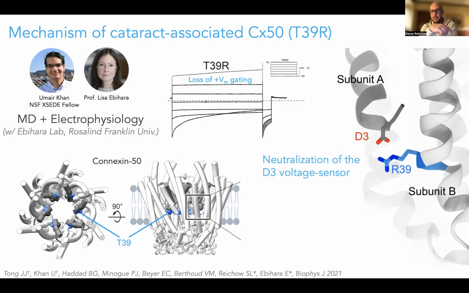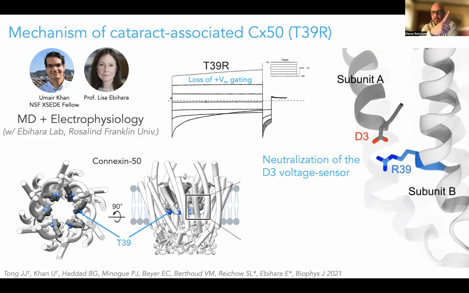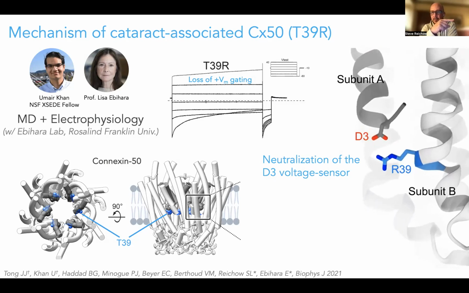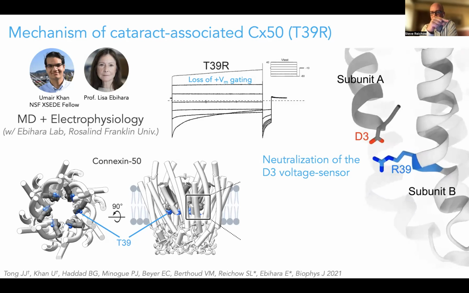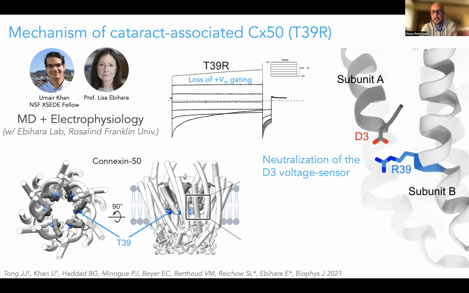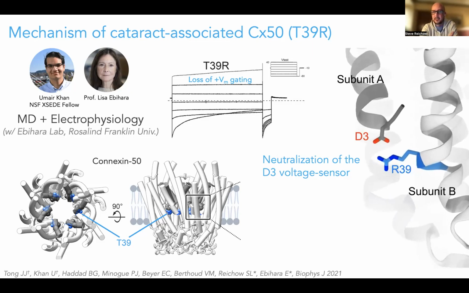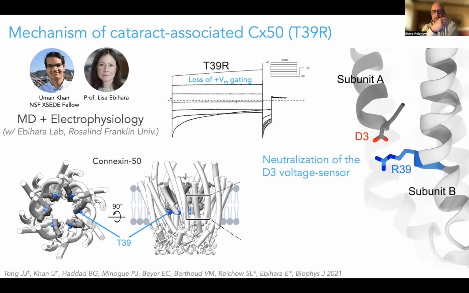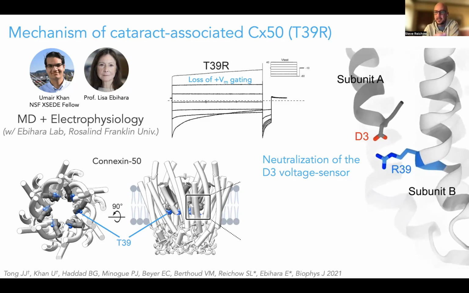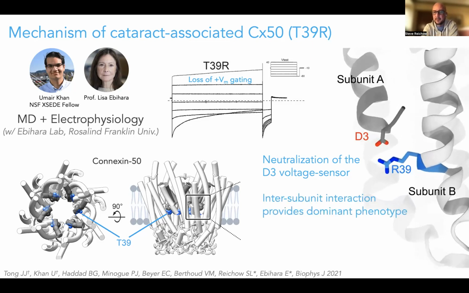This amino acid on the N-terminal helix, this aspartate at position 3, is normally pointed upward in the wild type channel. But when we introduce an R39 at this mutation site, D3 flips downward, which is negatively charged and forms a salt bridge with the positively charged arginine 39. What we believe is happening here is that arginine 39 is effectively neutralizing this voltage sensor and locking it in the open state conformation. And this is leading to this loss of voltage sensitivity. Furthermore, this interaction occurs between two neighboring subunits, and this really seemed to help rationalize the dominant phenotype of this mutation.